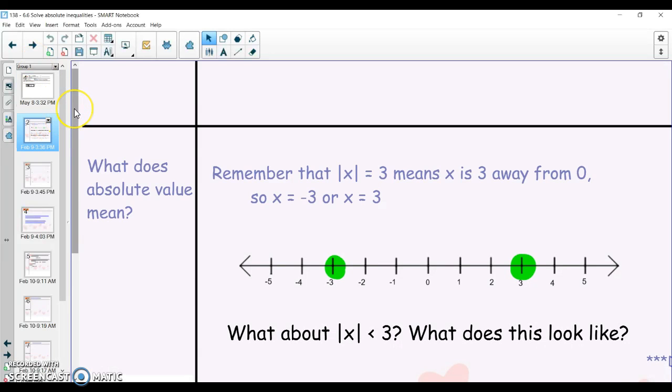So what does absolute value mean? As you can remember, the absolute value of x equals 3 means that x is 3 away from 0. It describes the distance that a number is from 0. So x can be -3 or 3.